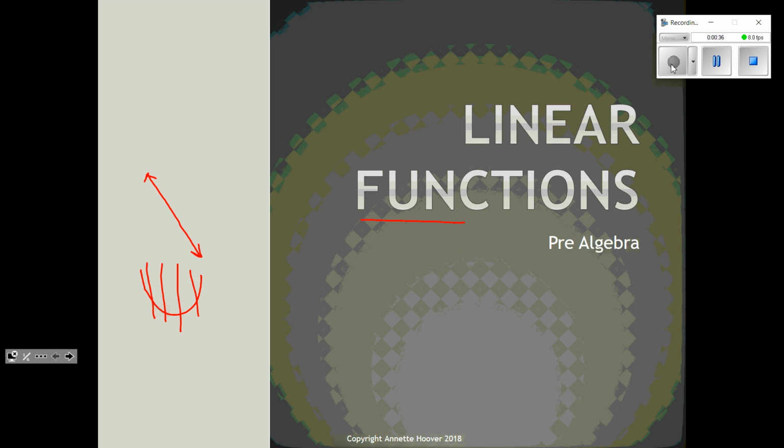So it's going to be a function, a straight line, which means every vertical line will pass through the function only once. We're going to look today at one way to graph it. There are different ways, but today we're going to look at graphing it with a t-chart.